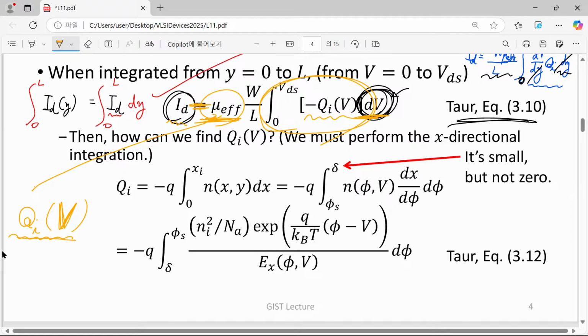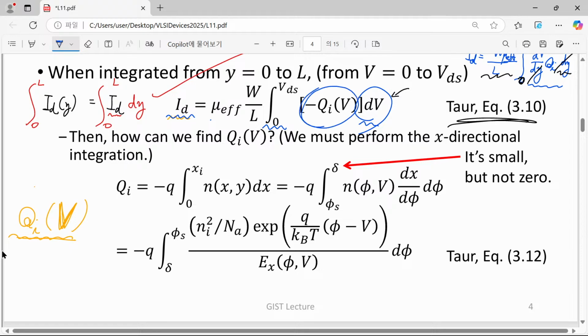So already we have one integral. The so-called double integral just means that in order to calculate drain current, we must perform the integral twice. And already you can find that in order to calculate drain current, we must perform one single integral for our dV integration. Then what is the next thing?